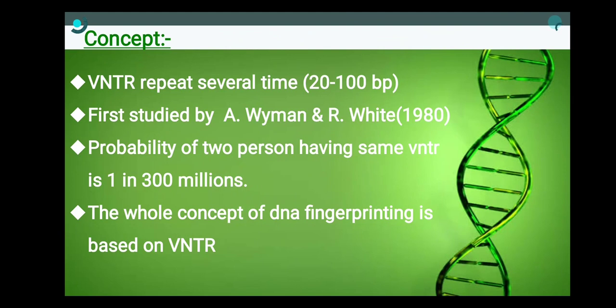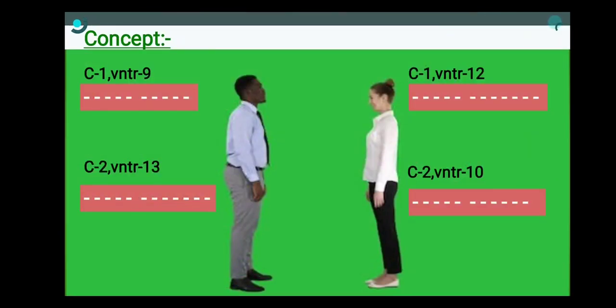As we know, VNTR is the basic, so the whole concept of DNA fingerprinting is based on the VNTR. So we have to understand what VNTR is. There is an example in the picture. We can see in the picture there is a man and a woman. If we talk about the example, you can easily understand VNTR.